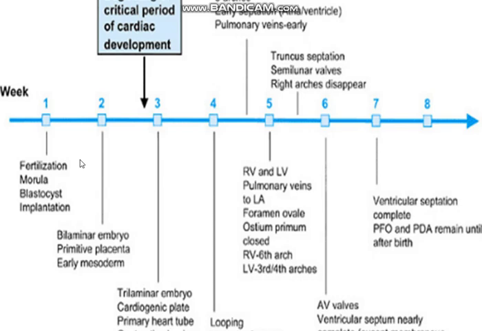Right ventricle, left ventricle, pulmonary vein to left atrium, foramen ovale, ostium primum, right ventricle and left ventricle. Truncus arteriosus separation, semilunar valve, aortic arch, atrioventricular valve, ventricular septum. Ventricular septation is complete; patent foramen ovale and PDA remain until after birth.